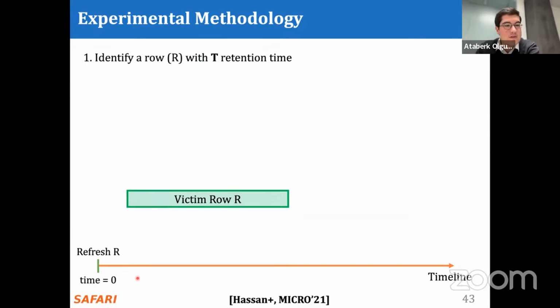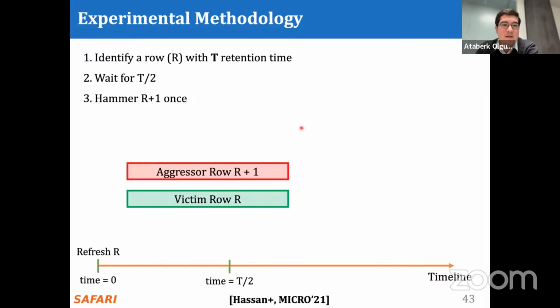And at the beginning of this timeline, we refresh row R so that it can retain data until we spend T units of time. And then we wait for half T. We will activate and pre-charge R+1 once. This is our aggressor row.